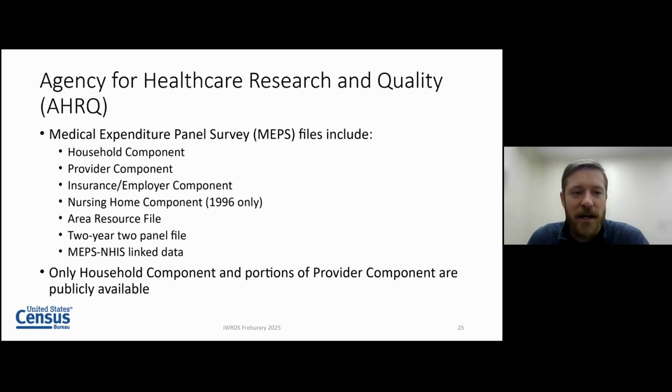Another health data set we have is from the Agency for Healthcare Research and Quality. This is the agency that sponsors the Medical Expenditure Panel Survey. And in this set is where you actually see the panel component with the household component here. The household component is publicly available to some degree, but the provider component, insurance component, nursing home, the rest of those files aren't available anywhere except through the RDC. And the household component can be linked to the other data you see here, as well as have lower level geographies, state codes, non-public use elements, as well as imputed codes.